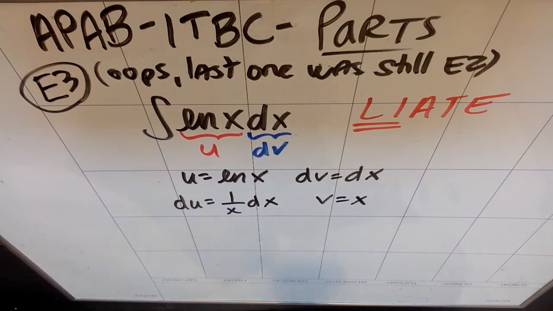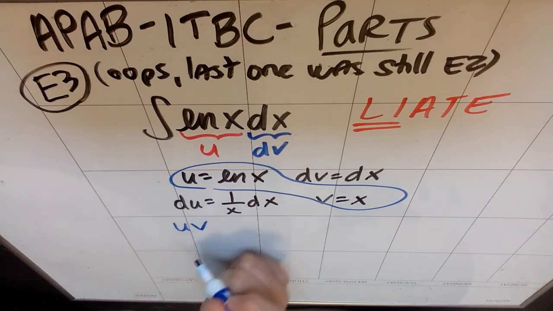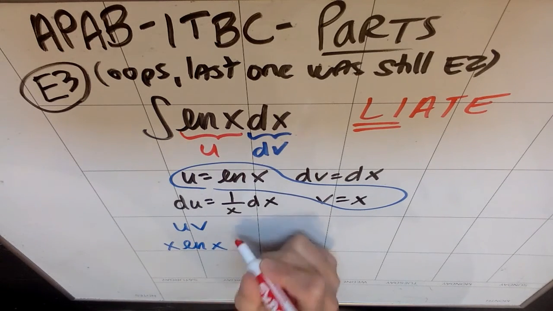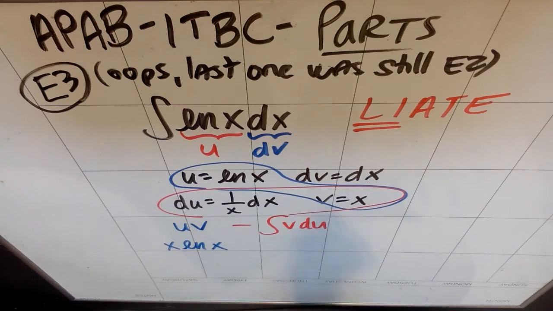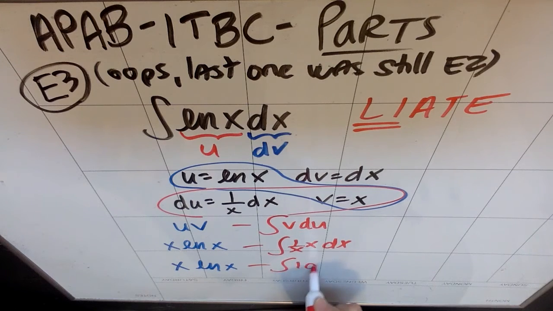So when I do my uv, right, uv is going to be x natural log of x, right? Minus the integral of v du, well, that's going to be these guys, and it's going to end up being minus the integral of a 1 over x times a dx. Well, 1 over x times x is just 1. So I end up getting that this is an x natural log of x minus the integral of just a 1 dx, which is totally just going to integrate to an x, right?